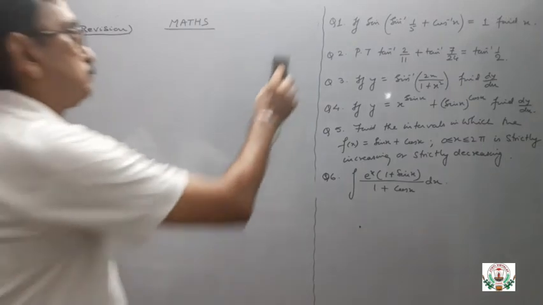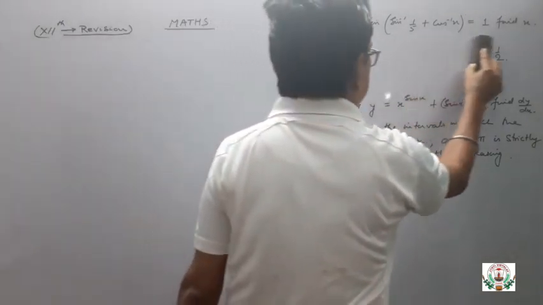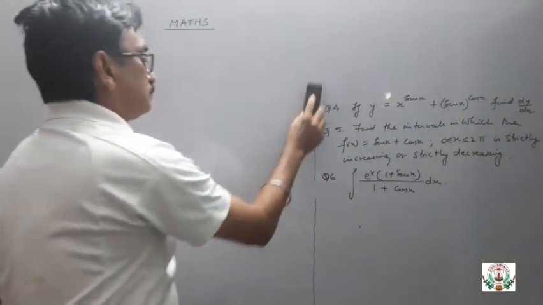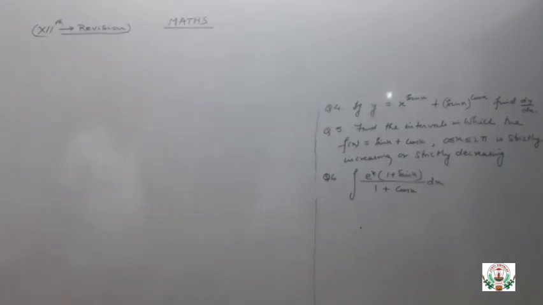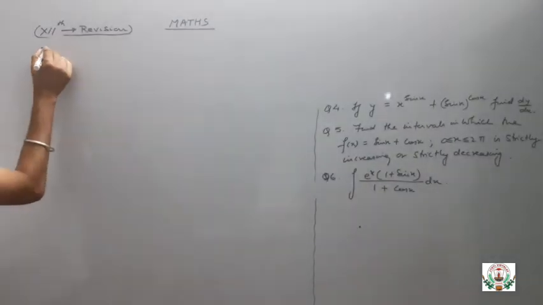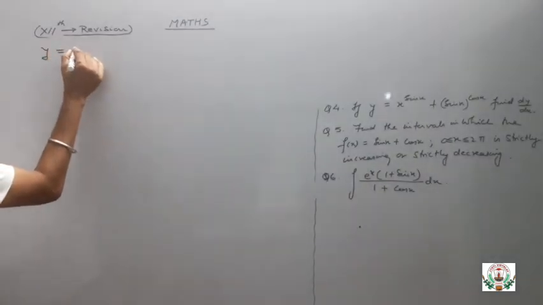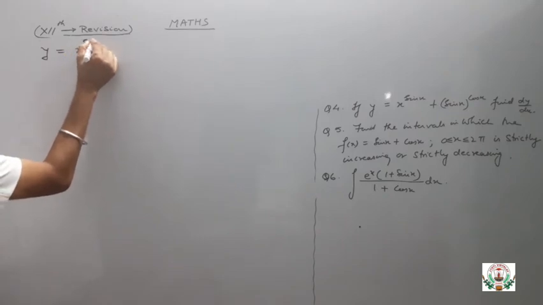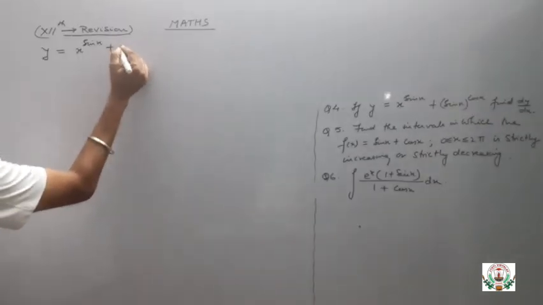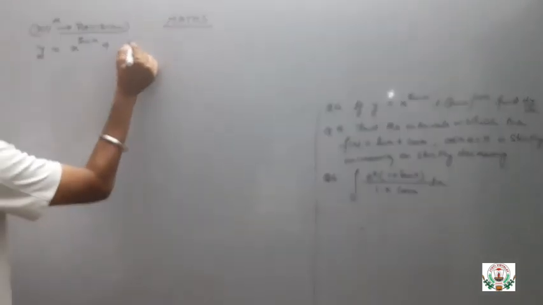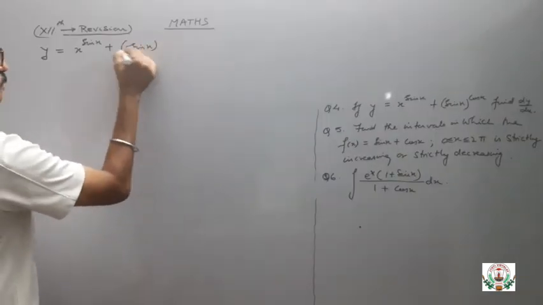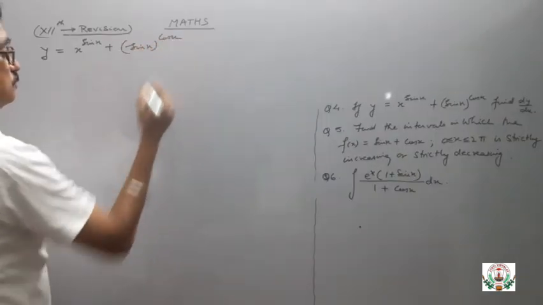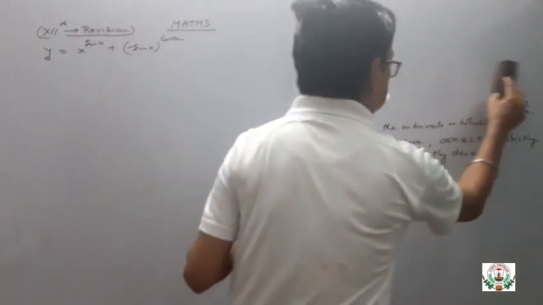Now question number 4. We come to question number 4. Question number 4 is, if y is equal to x to the power sin x plus sin x to the power cos x, we have to find out the value of dy by dx.